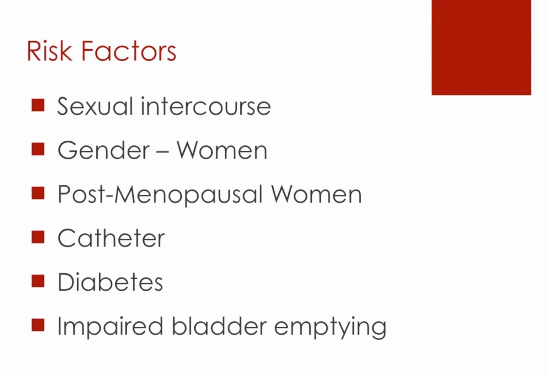And another factor is postmenopausal women. The reason for this is that due to their decreased estrogen levels, they have a loss of their normal protective vaginal flora, increasing their risk of developing a UTI. Another factor is catheters. Catheters allow pathogens to introduce themselves directly into the bladder, and they don't have to climb up the urethra. As well as diabetes.